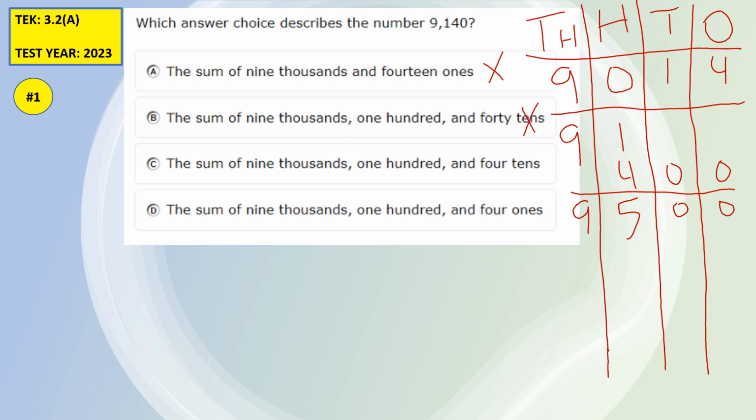Let's look at C. C says the sum of 9 thousands, 100, and 4 tens. Well, that's it, 9,140. So the answer for this particular question would be C. Now, does my answer match yours? If so, great. If not, that's okay. We're preparing and practicing. Now let's move on to the next question.